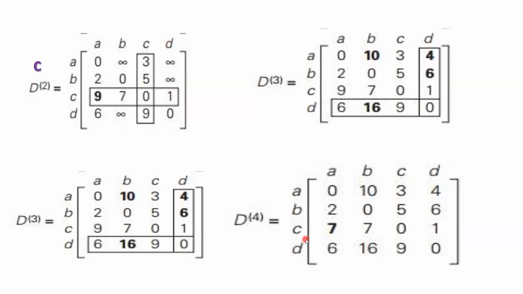deduce D4. We shall check randomly one element or two elements. So if I go on checking all the elements, I'll not be finding any better paths. 0 remains as it is, 10, 3, 4 remains as it is. But here I am freezing row and column of D, because now here I am considering D as intermediate vertex.